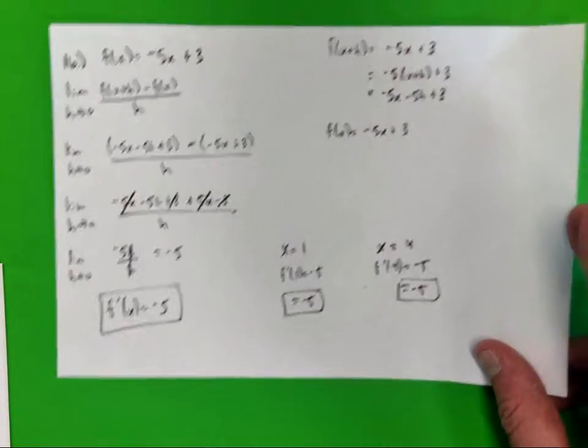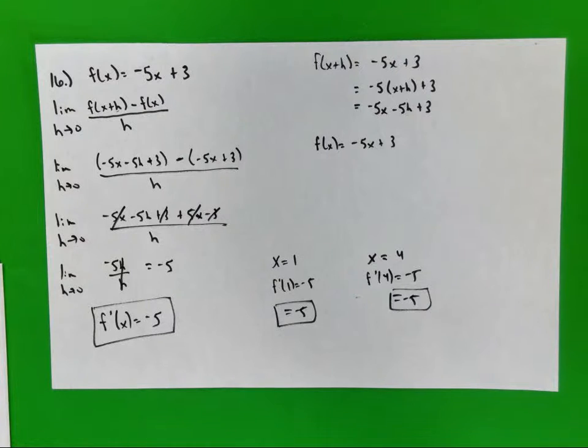What is the definition, the formal definition of the derivative? The limit as h approaches what? 0 of f of x plus h minus f of x over h. Very good. So on number 16 here.